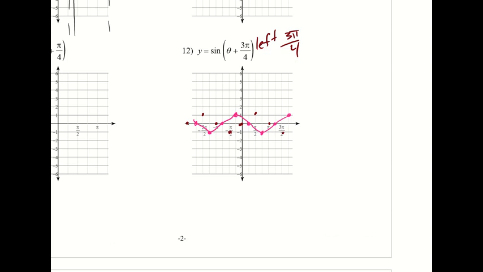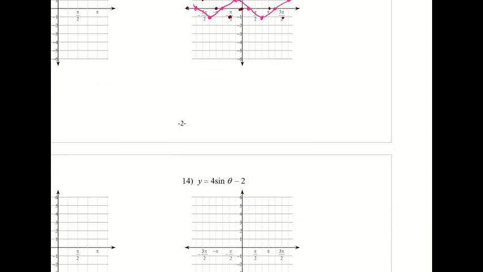So for tangents and cotangents, you want to just find your asymptotes, base everything off of that. For sine, cosine, secant, and cosecant, you can do a couple original points from your parent function and then just shift those.